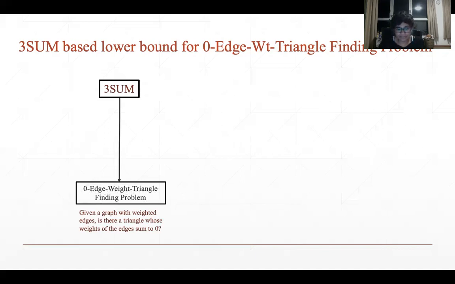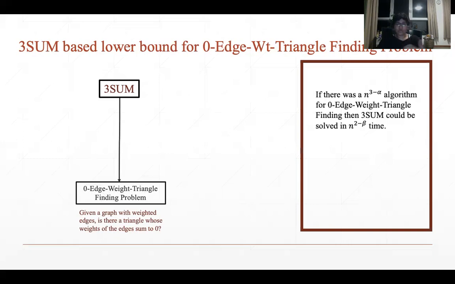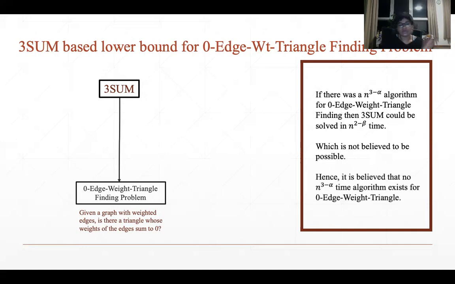This is also an interesting problem where we are given a graph of n nodes with weighted edges, meaning every edge has a weight associated with it. What we would like to know is if there is a triangle whose edge weights sum to 0. And what this reduction implied is that if there was a subcubic algorithm for the zero edge weight triangle finding problem, then threesome could have a subquadratic time algorithm, which is, based on the classical threesome conjecture, not believed to exist. So the zero edge weight triangle finding problem cannot have a subcubic algorithm as long as the classical threesome conjecture is true.